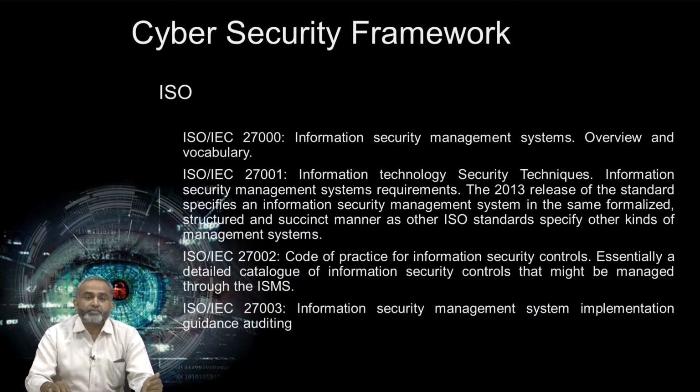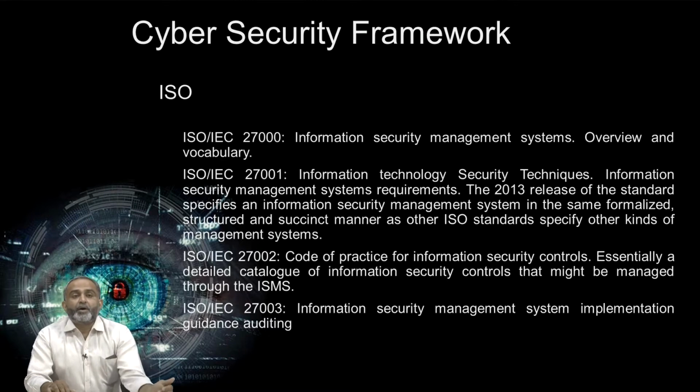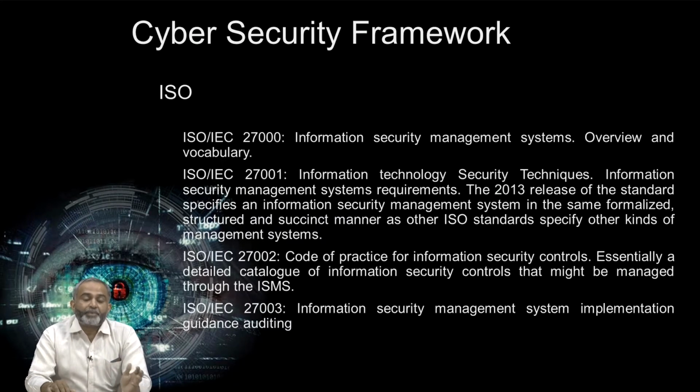So, first of all, if we look in detail at the ISO standard, the International Standard Organization. The first one is ISO 27000, ISO 27K. ISO 27000 or 27K is a standard which is defined to ensure the information security management system.